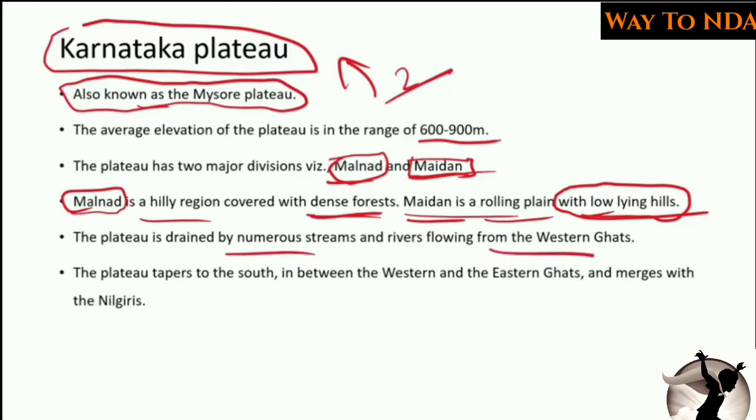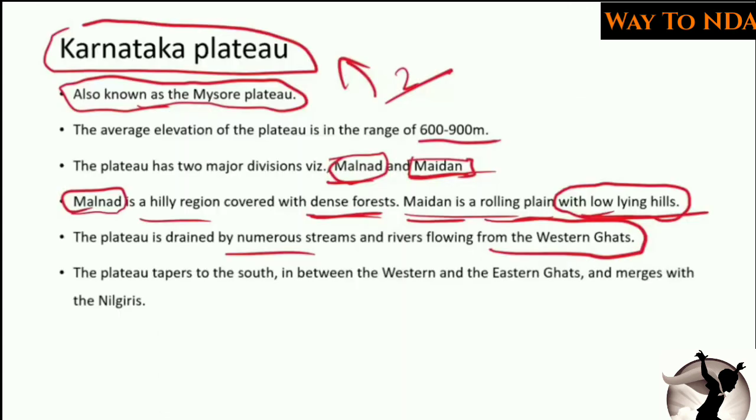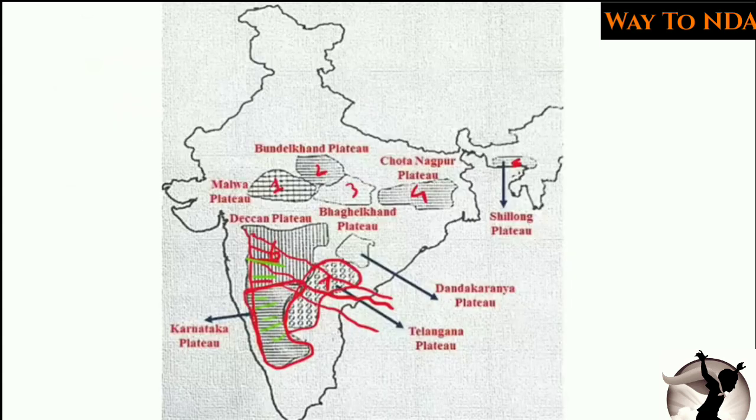From the Western Ghats. Here you can see it is very close to the Western Ghats, it is actually on the Western Ghats. So you will find that short streams are flowing through this Karnataka Plateau. And the plateau tapers to the south in between the Western Ghats and the Eastern Ghats and merges with the Nilgiris. Remember, it merges with the Nilgiris.